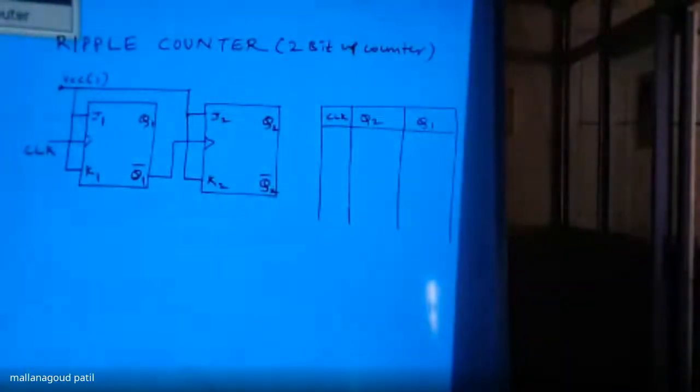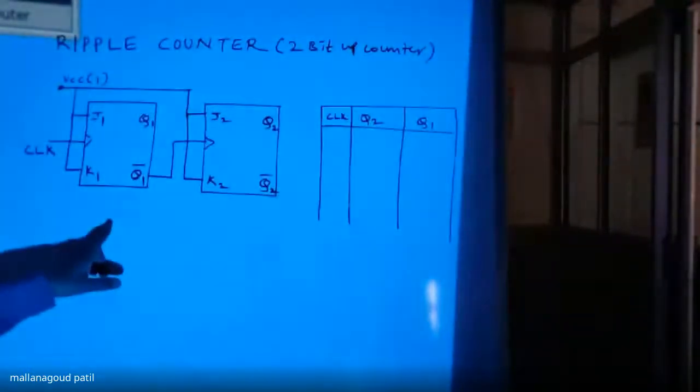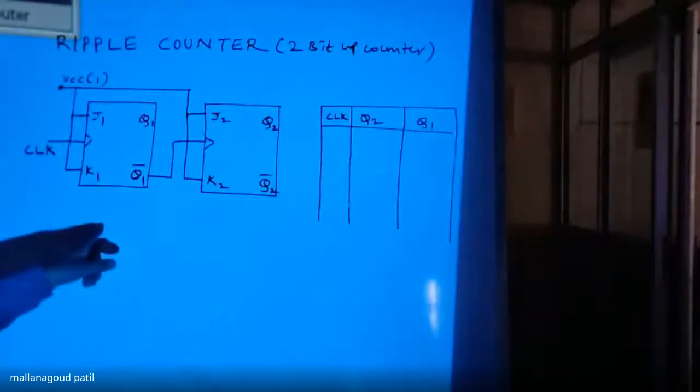J equal to 1, K equal to 1. When you get a clock, what should the output be? Toggled. When J and K are shorted and treated as 1, it looks like a T. JK short is T. When T equal to 1, the output should be toggled. So particularly for counter design, you can go for either JK or T, not SR.